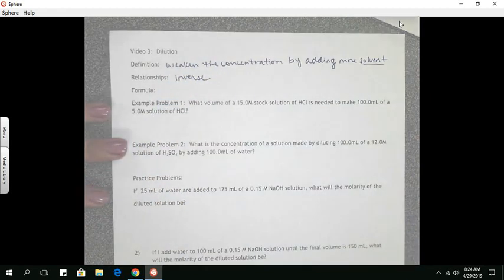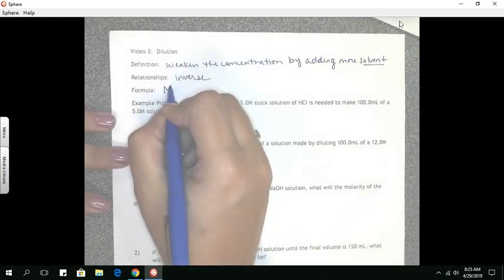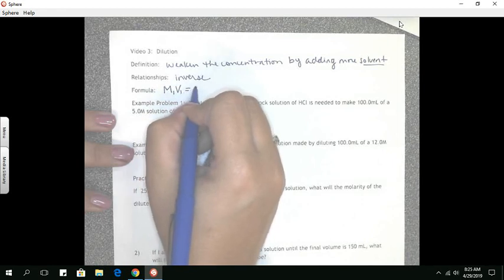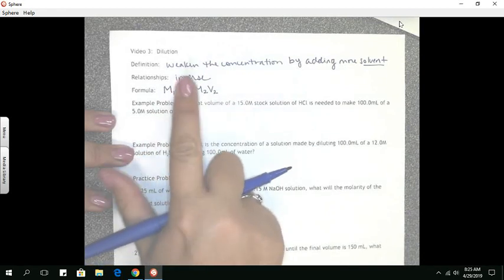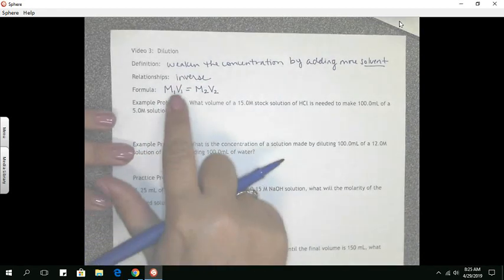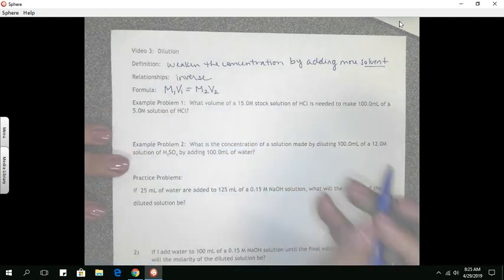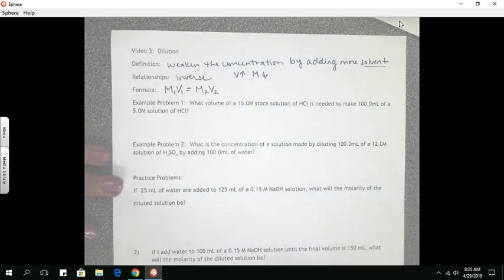Just like when we saw inverse relationships in gas laws, with Boyle's law, we multiplied our ratios together. So we have our molarity that we learned in our last video. Our initial molarity times our initial volume is equal to our final molarity times our final volume. We multiply again because it's an inverse relationship. So as our volume goes up, our molarity will go down. Again, as we increase our volume, our molarity will decrease.